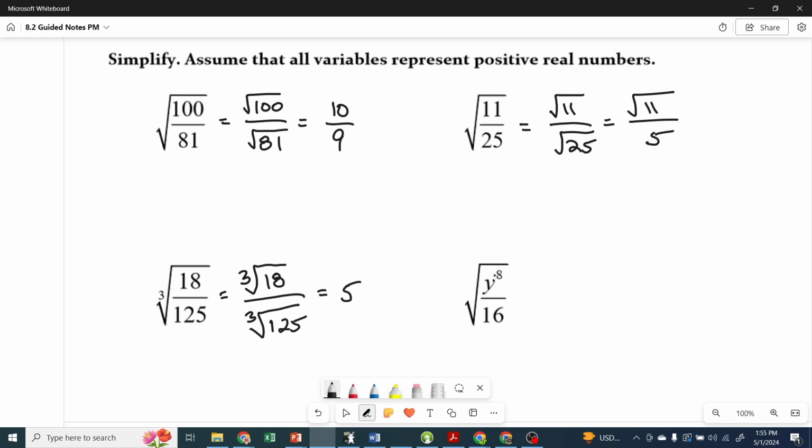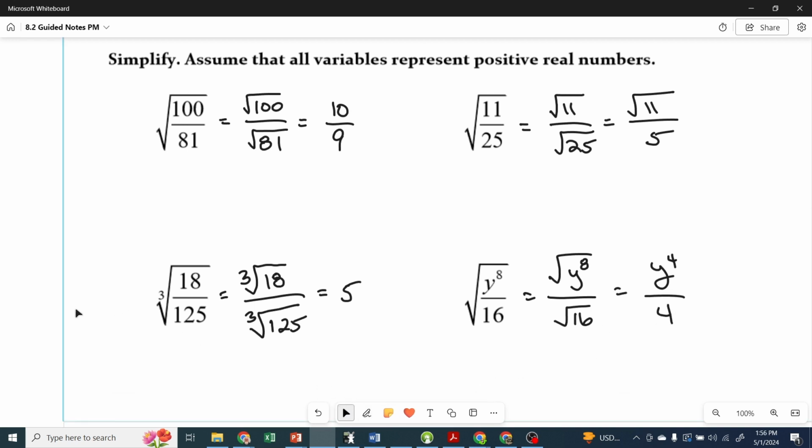Over here we have y to the 8th over 16. So this will be the square root of y to the 8th over the square root of 16. Keeping in mind the square root, the index is 2, so 8 divided by 2 is y to the 4th, and the square root of 16 is 4.